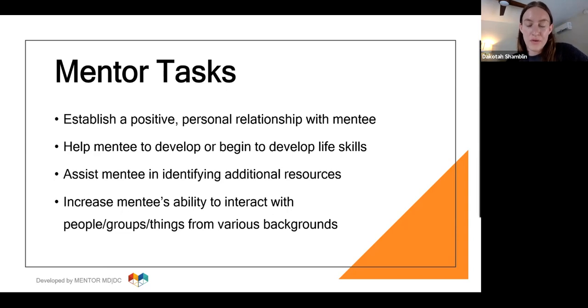But establishing those life skills and how we can assist in doing so. So again, digging that out of them, group share, peer sharing, and then increasing mentees' ability to interact with people, groups, and things from various backgrounds. A good example of this is taking them to art museums, festivals, religious activities.